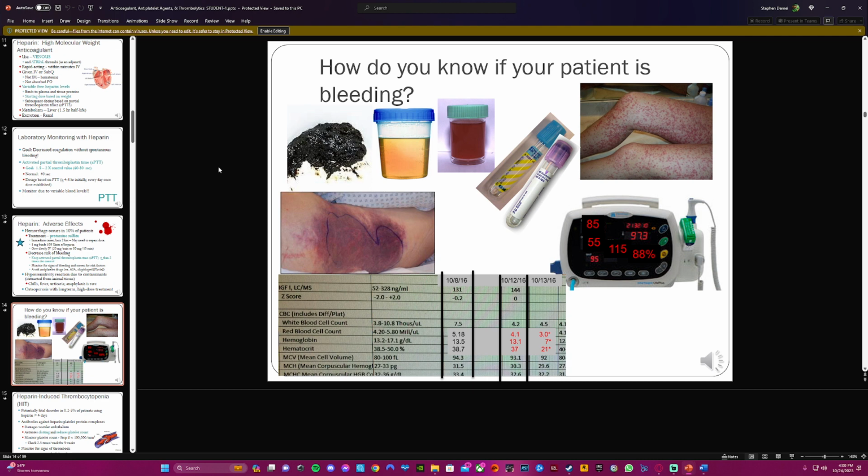How do you know if your patient is bleeding? They should have any of these signs or symptoms or lab results.